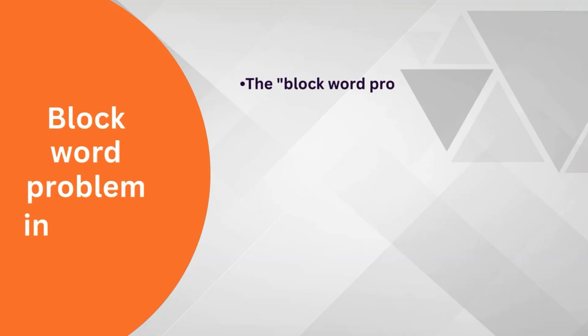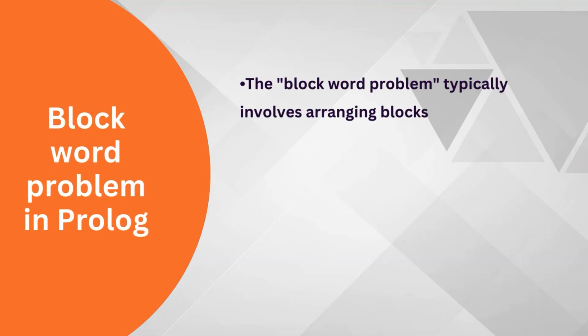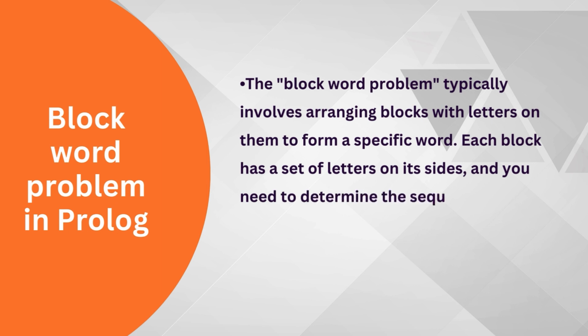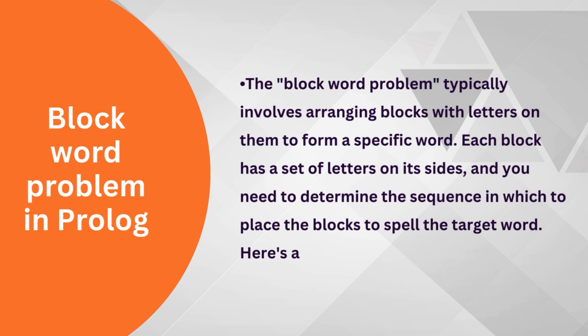Now, our next problem is the block word problem. The block word problem typically involves arranging blocks with letters on them to form a specific word. Each block has a set of letters on its sides and you need to determine the sequence in which to place the blocks to spell the target word. Here is a simplified example of how to solve a block word problem in Prolog.